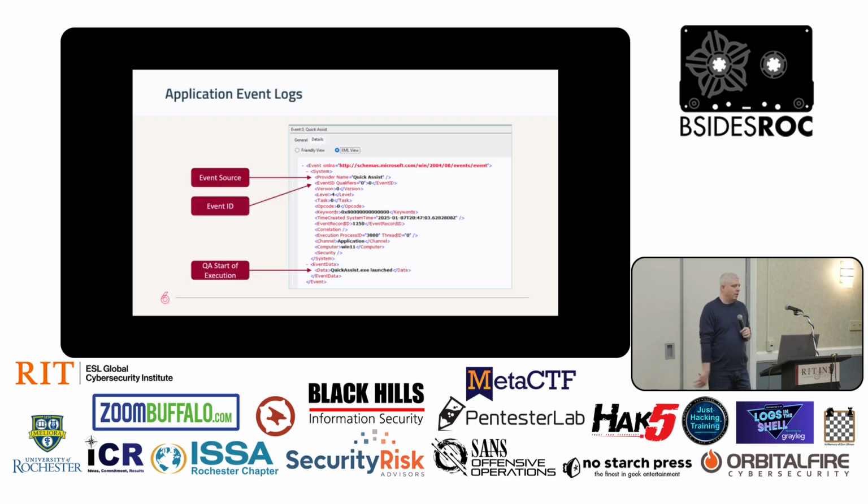This is the raw view. You've got the event source, the event ID, the event data. There is one that's logged that says quickassist.exe launched. This is the most normal of the event logs. This one I actually think you can see it. Yeah, it does give you a timestamp, so you can see when Quick Assist was launched.